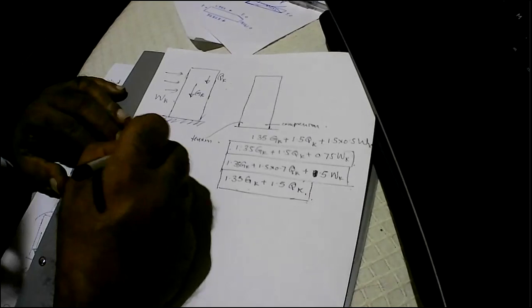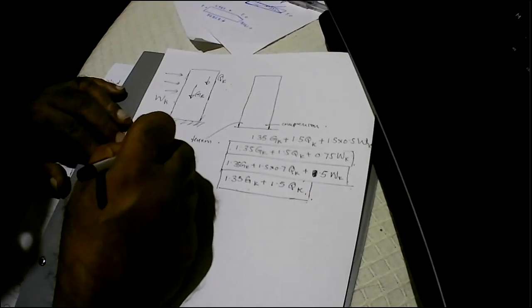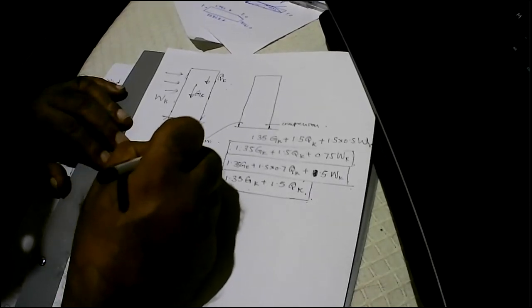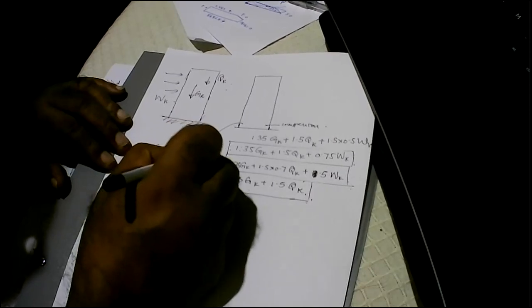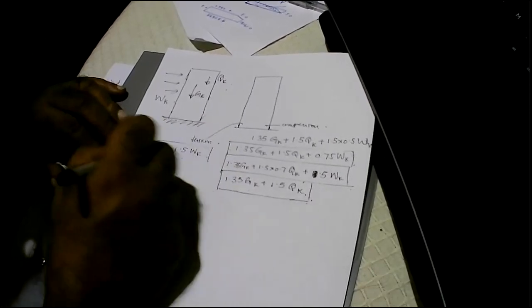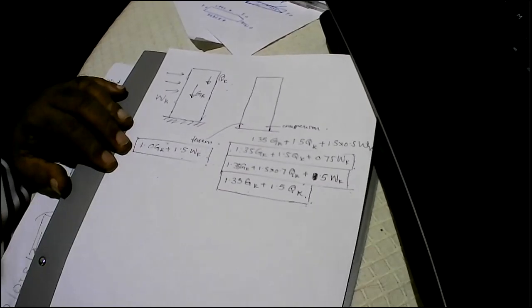So the other option is, here you'll get tension, and tension will occur when you get 1.0 GK plus 1.5 times W. So the tension will occur only due to that case.